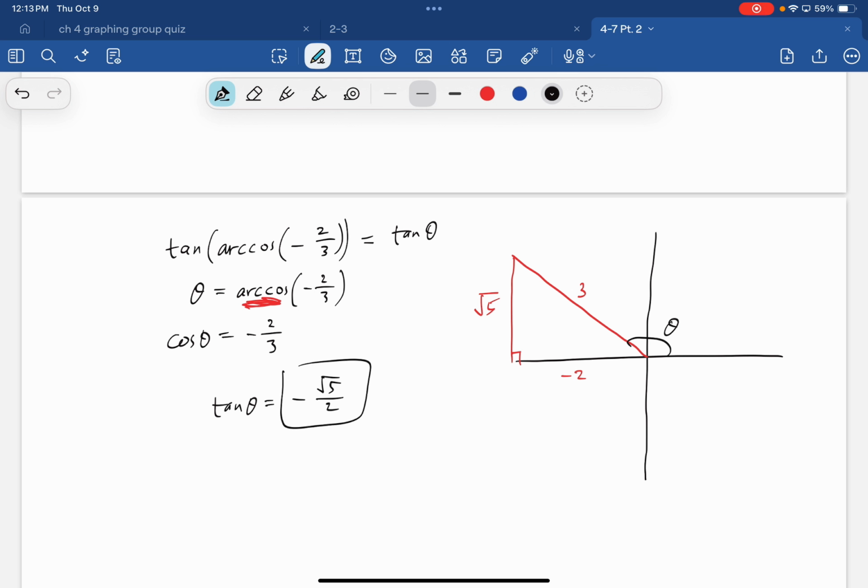That's our answer. Well, theta we define always starting from the positive x-axis, right? Any questions?